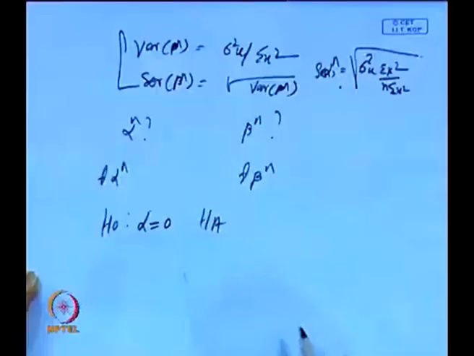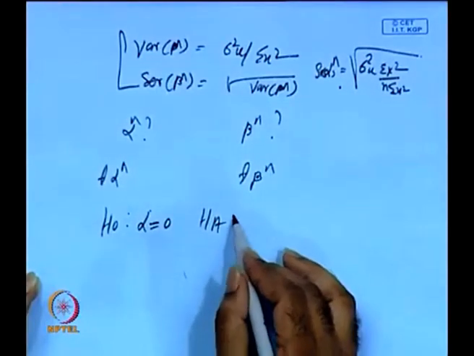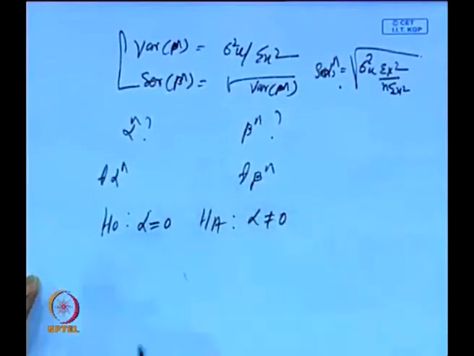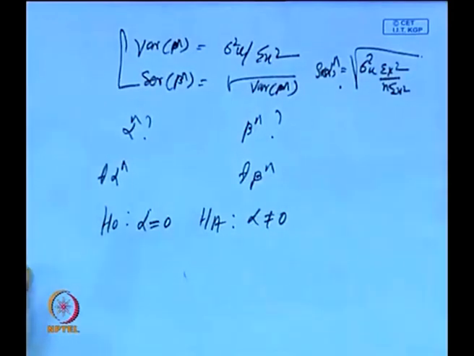So, let us start with alpha equal to 0, and we test against alpha not equal to 0. Once you reject this null hypothesis, then we are on the right track. If you could not reject it, then that variable may not be statistically significant.